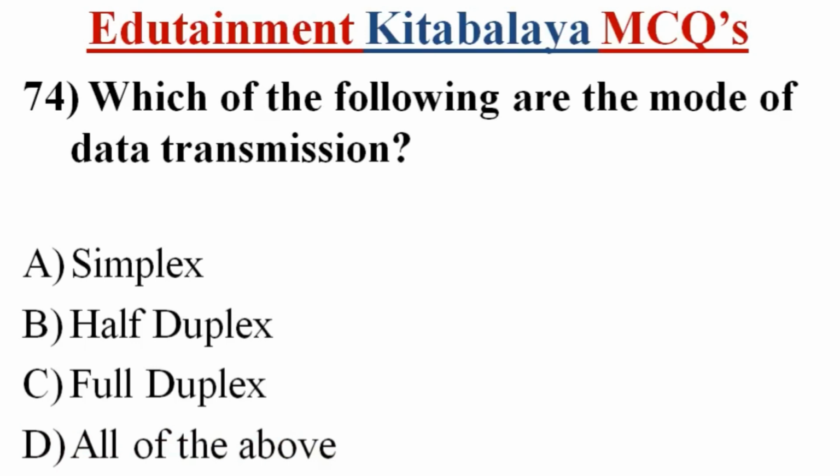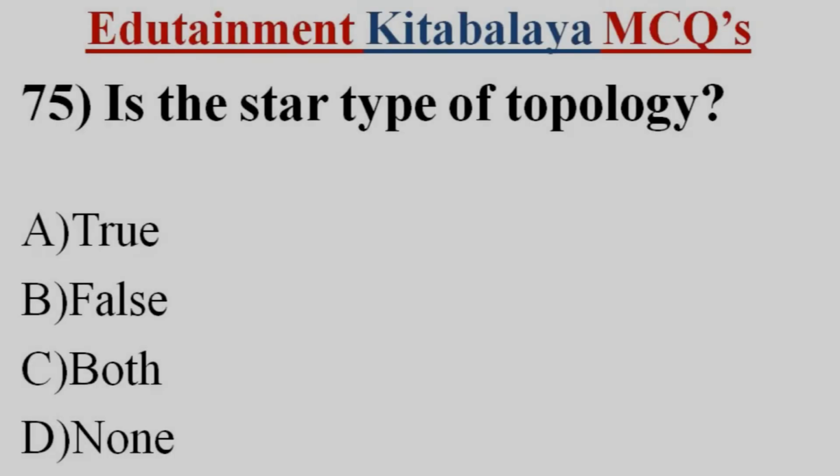Question number 74. Which of the following are the mode of data transmission? A. Simplex, B. Half-duplex, C. Full duplex, D. All of the above. Correct answer is D. All of the above. Question number 75. Is the star type of topology? A. True, B. False, C. Both, D. None. Correct answer is A. True.